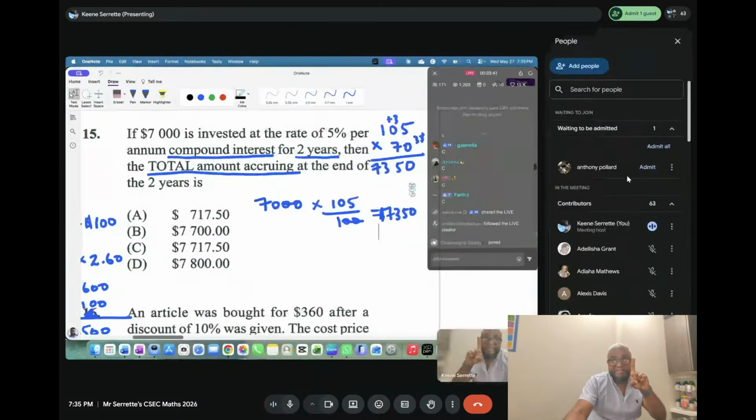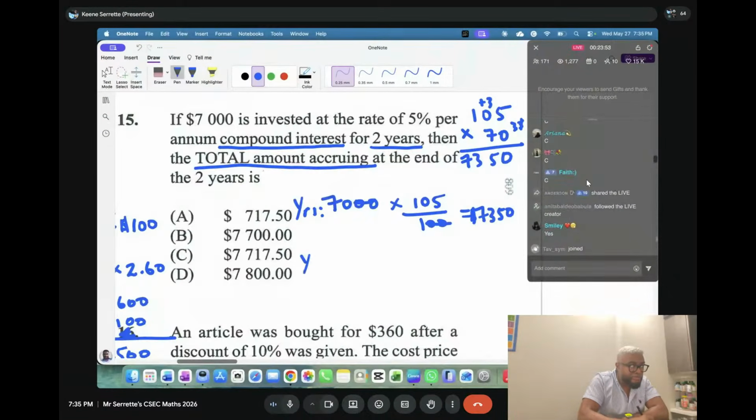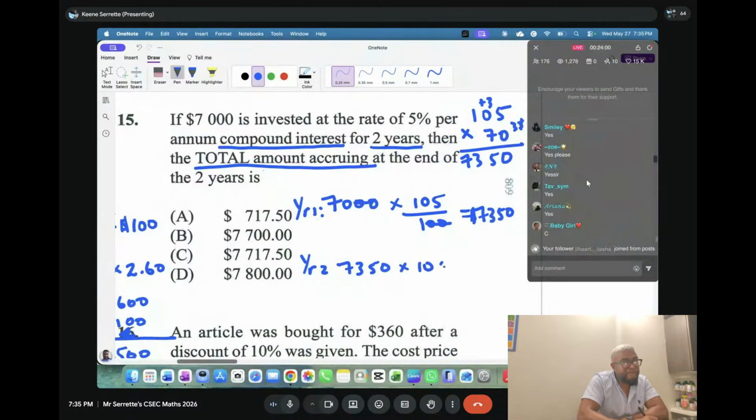How many years do we have to go for? Do we have to run it again? Yes, we do. That was year 1. So year 2. You're bringing down the value, 7,350, multiplied by the same 105% over 100, right? I could cancel these zeros. We could say 5 into 10 is 2. 5 into 105 is 21.